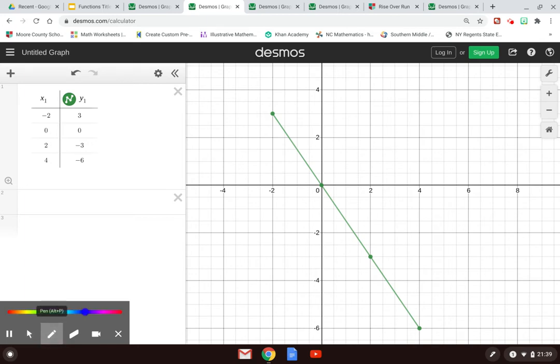All right, so I'm going to construct my slope triangle from 1 point to the next point. All right, so I'm going to look at my rise over my run.